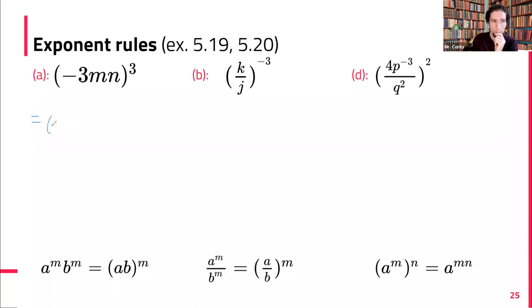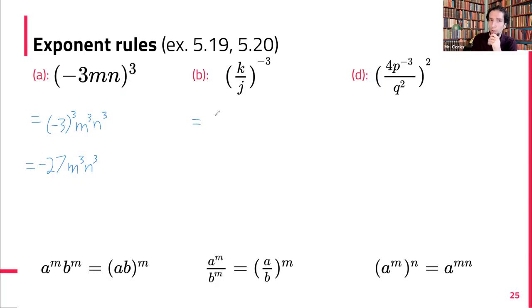-3 cubed, and multiplied by m cubed, multiplied by n cubed. So we just take our exponent from the outside, bring it in, apply it to each of the parts inside, and then the -3 cubed, that's just -27 m cubed n cubed. Okay, next question.